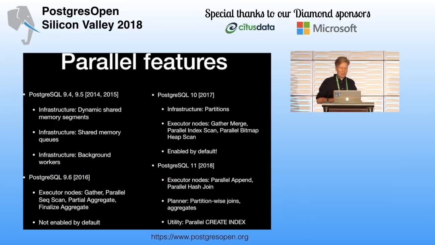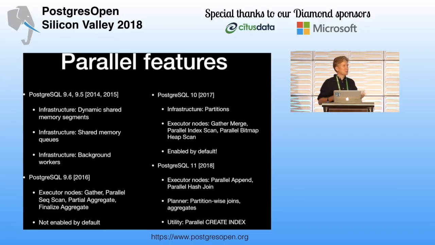But then 9.6 came out in 2016, and that actually had parallel query execution. It had parallel sequential scan and partial aggregation, and it could parallelize some kinds of queries. But it wasn't turned on yet because people were not sure about it, and we needed experience. Postgres 10 came out in 2017, and it finally had parallelism turned on by default.